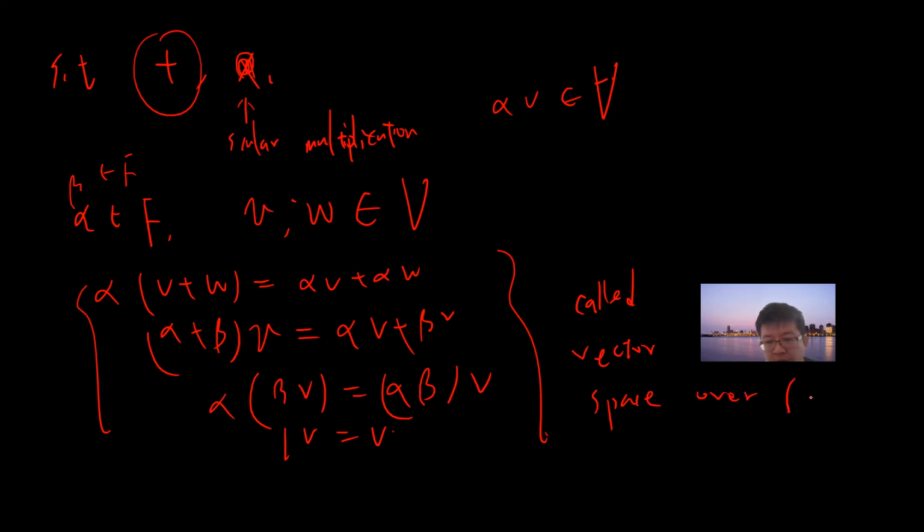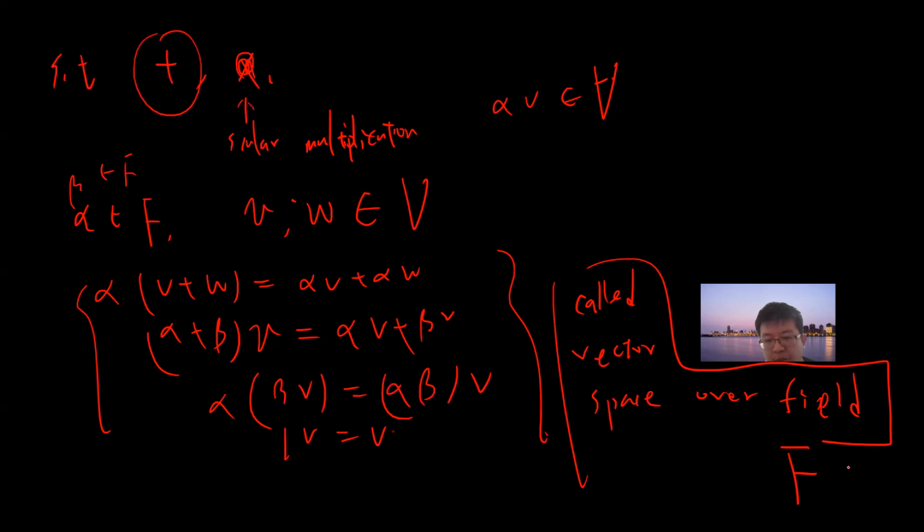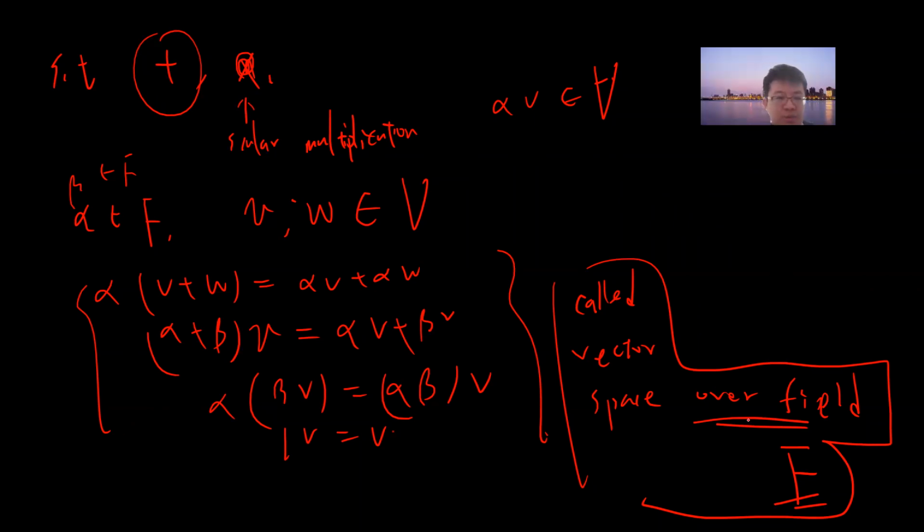over field F. In linear algebra, people seldom say this sentence, but by definition, to be rigorous, you should include it. So this is a very short axiom set. If you see some textbooks, they define a vector space using 10 axioms, but I only use 4.